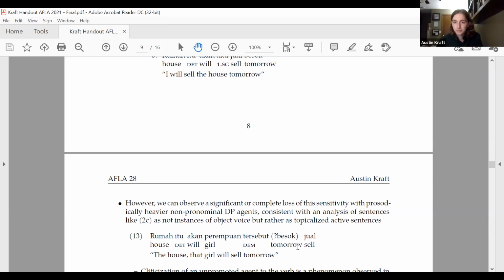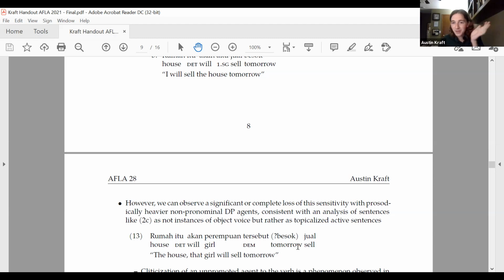All right, our next question is from Lisa. Hi, very interesting talk. Have you ever looked at cross control in East Javanese?